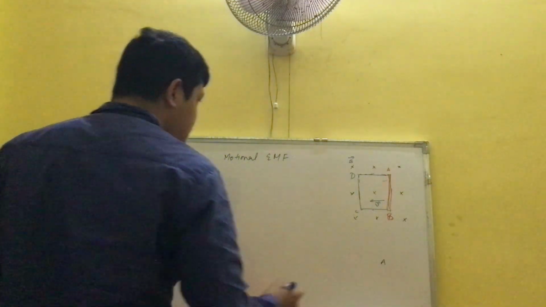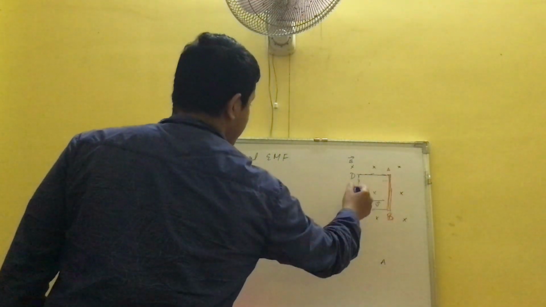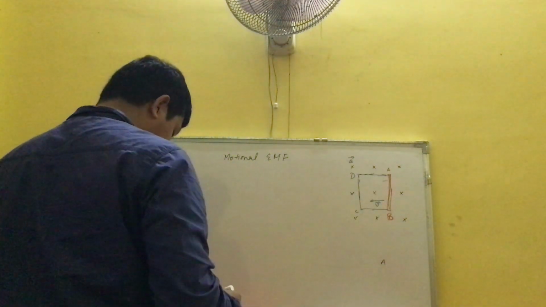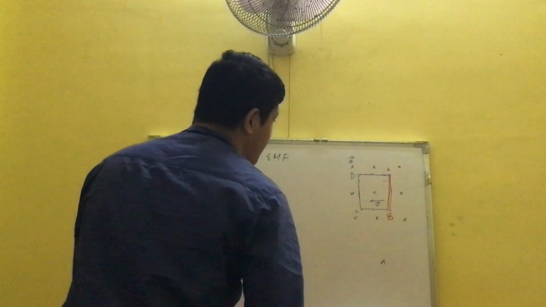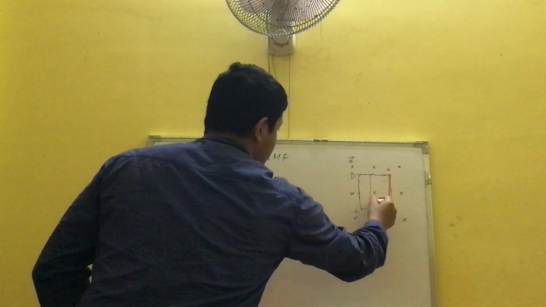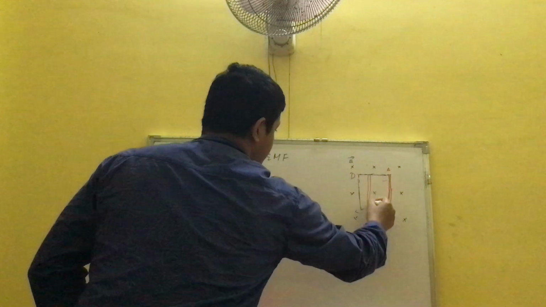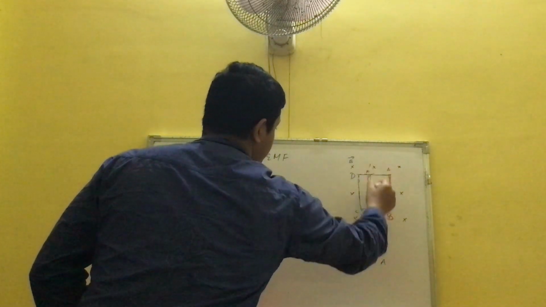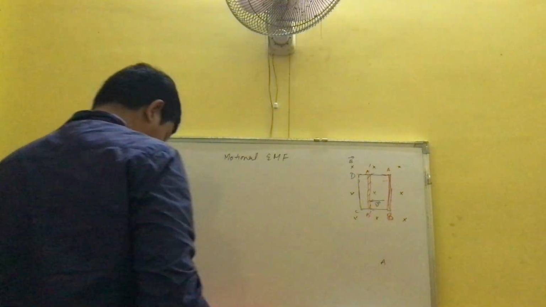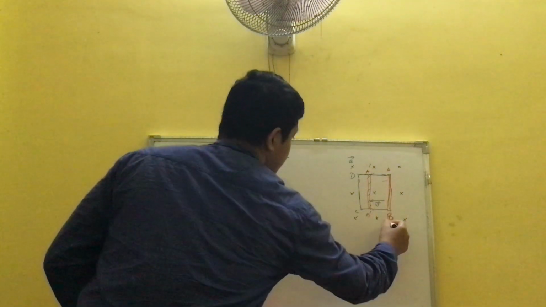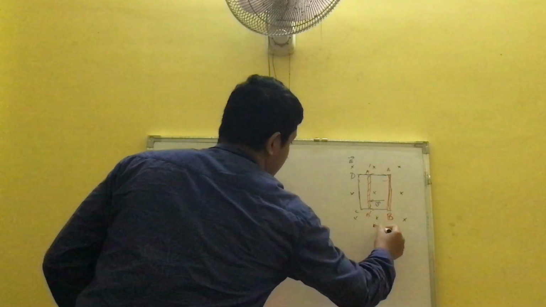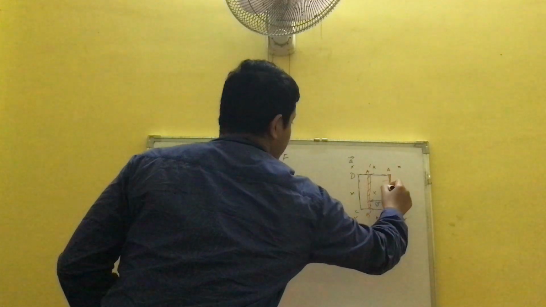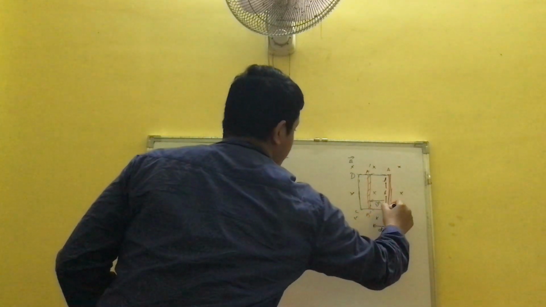Now this AB is moved towards CD with velocity v, and after time dt, suppose this rod comes to this position after time dt. This is the new position of the rod, and it covers a distance dx in time dt. And let L be the length of the rod.